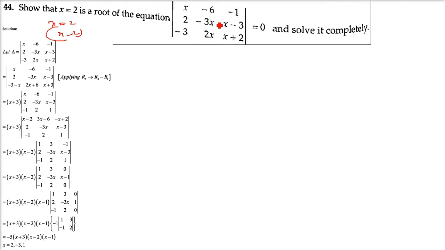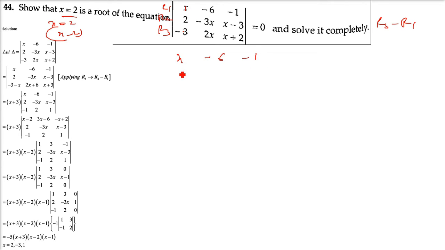First, let us try to find out such that we get something out of it. X plus 3 I am going to take out. How? Now you see, row 3 will change to row 3 minus row 1. Just see, row 3 minus 3 minus x, 2x minus 1 minus x, that is 2x plus 6, and x plus 2 minus 1 minus 1, x plus 3. So every time we are getting x plus 3.